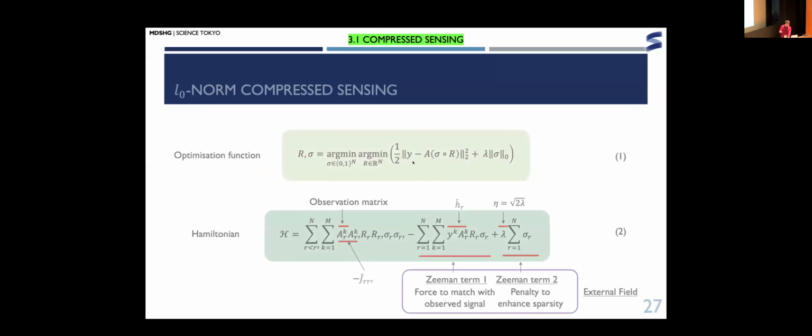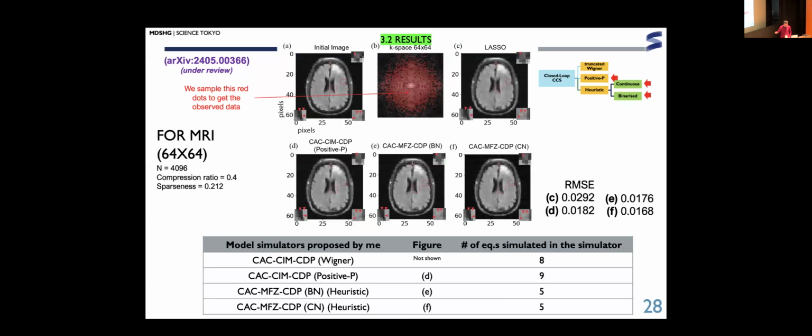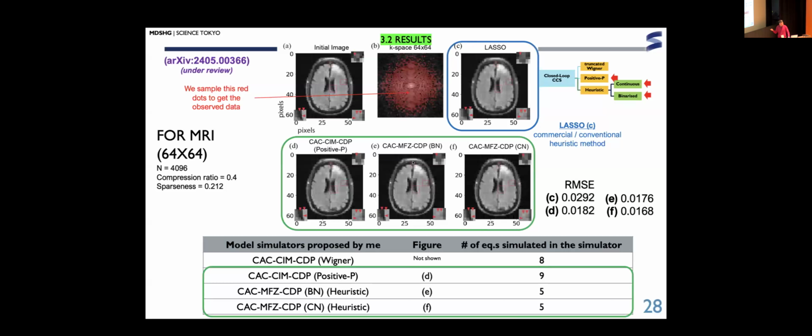Right. This is just the optimization function and the Hamiltonian. So we did this with the same chaotic amplitude control based method, these three. This BN method I haven't introduced, so just ignore it. But the positive P and this one, the heuristic model, give good results in reconstruction compared to the L1. This L1 is the commercial or conventional heuristic method called lasso.